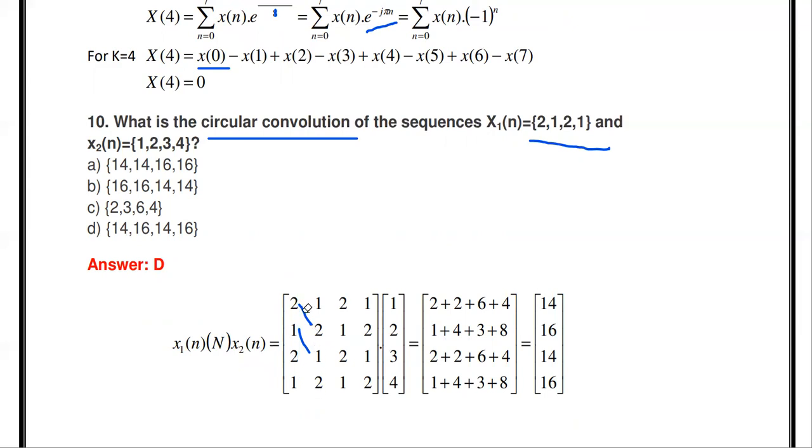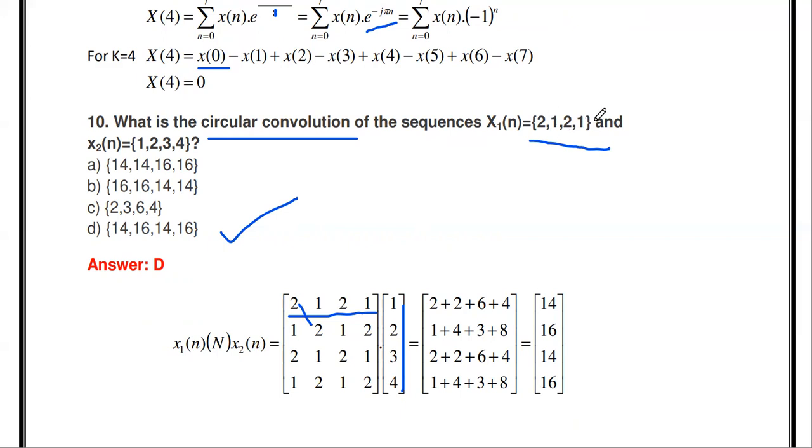After getting the 4 cross 4 matrix, this x1 of n matrix is multiplied with our x2 of n value. What is the x2 of n value? 1 2 3 4. Then you multiply the first row with the column values, and we get the first answer. Similarly, the next row gives the second, and the third similarly. So the answer is 14 16 14 16. This is the circular convolution of the two sequences, and it is a very important 2 mark problem.